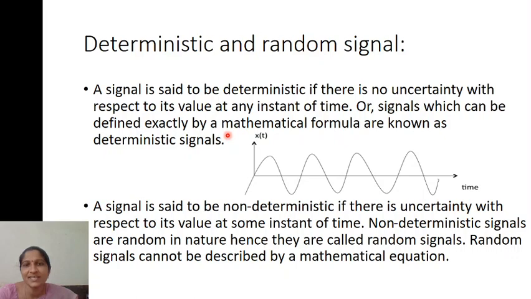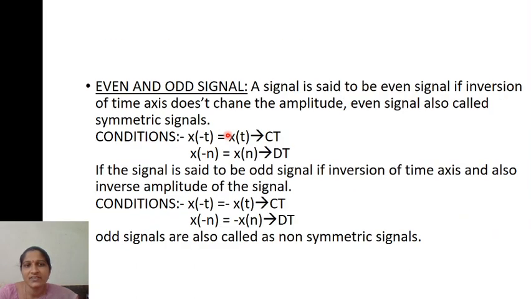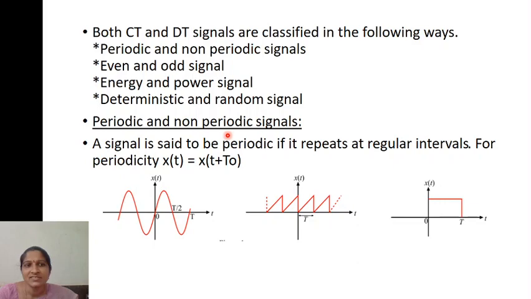So these are the different types of signals. What are the different types of signals? There are four: periodic and non-periodic signals, even and odd signals, energy and power signals, and deterministic and random signals. These are the different types of signals.